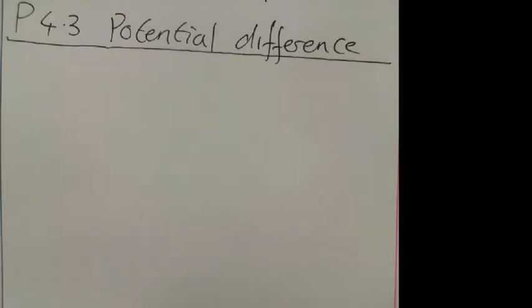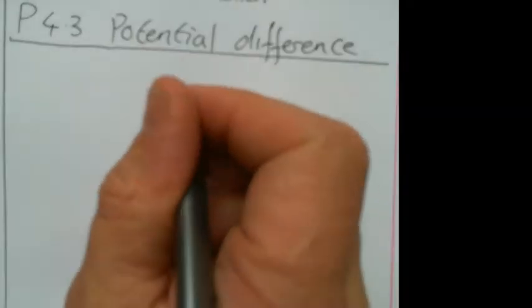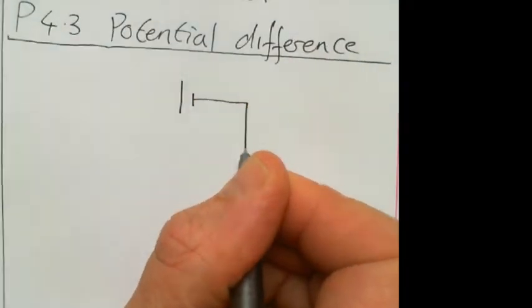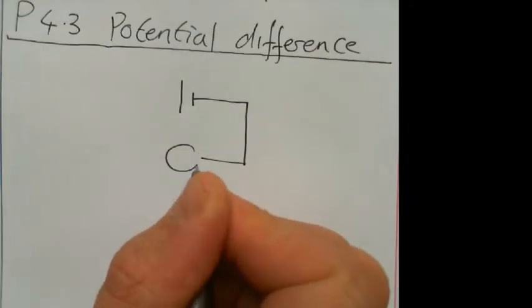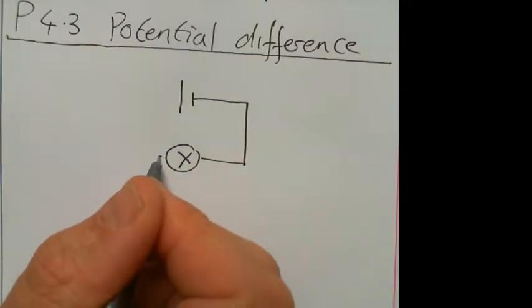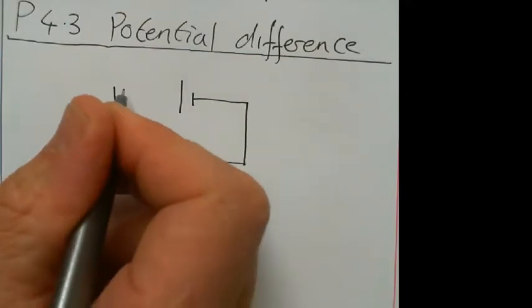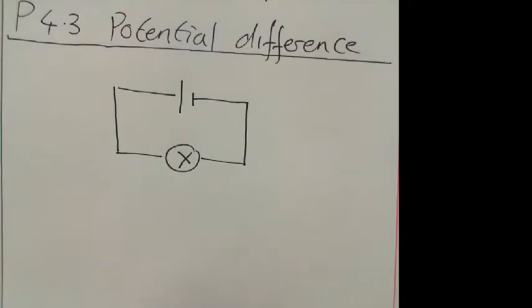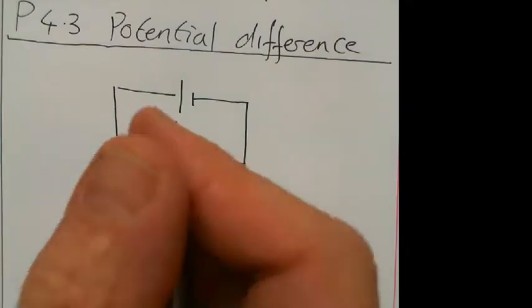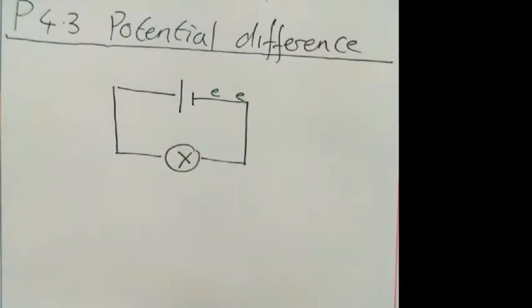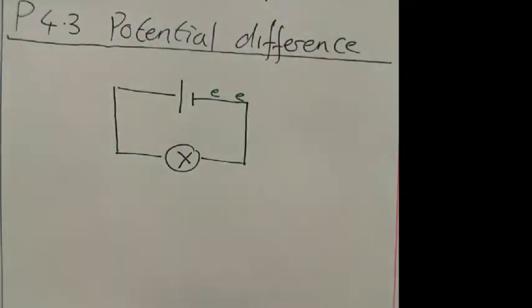Okay, so for P4.3, potential difference, what we need to know about potential difference is that if I've got a circuit and I've got a light bulb in my circuit, and I'm sending an electron around the circuit. Now, the electrons go around the circuit and the light comes on. That's what we know so far.